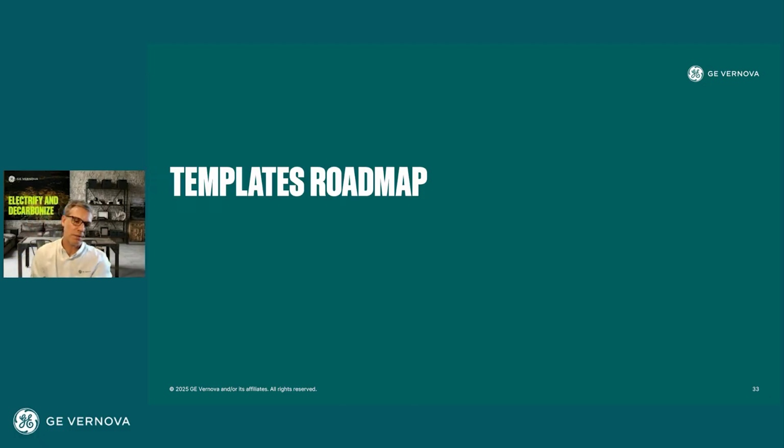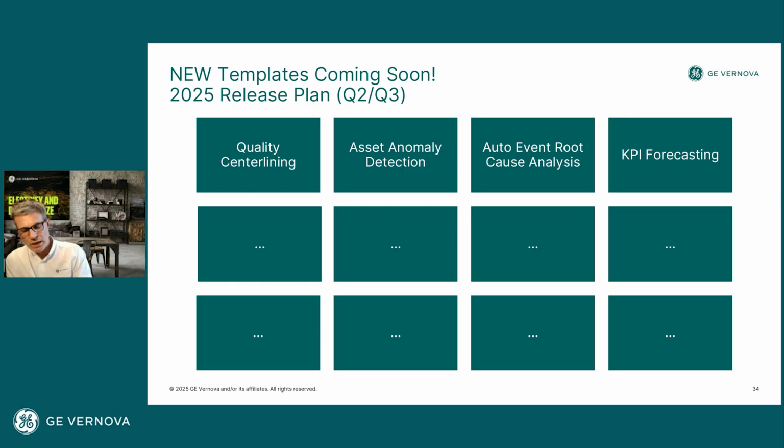Okay, so with that being the number of templates that we are making available in the free runtimes, let's look forward a little bit to the roadmap ahead. Whereas the templates I've just mentioned are already available with the free runtimes downloadable from our support site, we are also in the next quarter going to release four new templates, namely centerlining, which will enable customers to really optimize their quality very quickly.